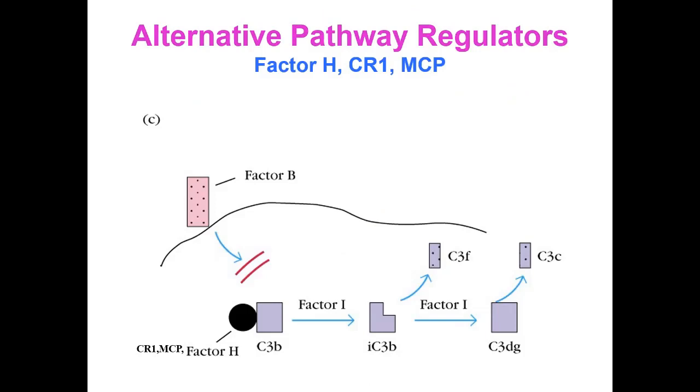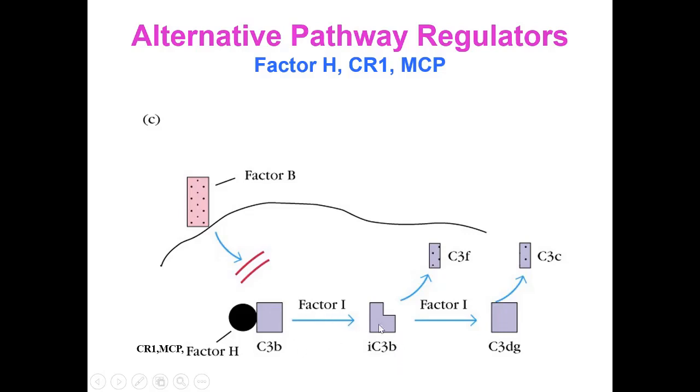Factor H, CR1 and MCP again are regulators of the alternative pathway. Factor H is a specific regulator of the alternative pathway. These three regulators bind to C3b in the alternative pathway and prevent the formation of C3 convertase. And again here, C3b is cleaved by factor I in two steps.